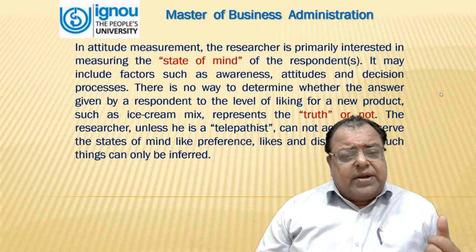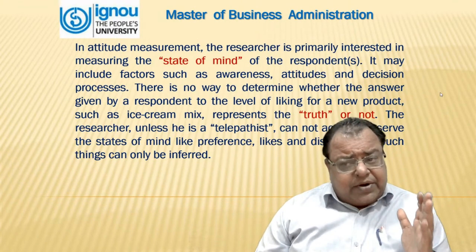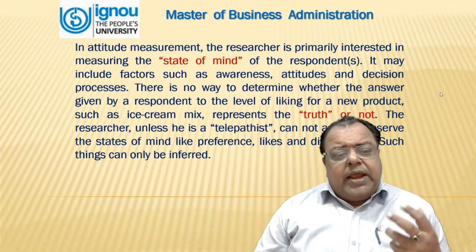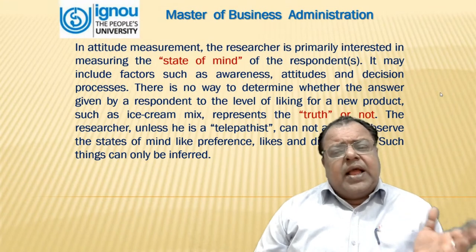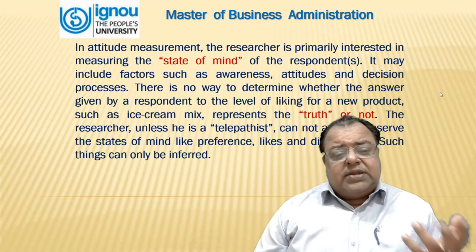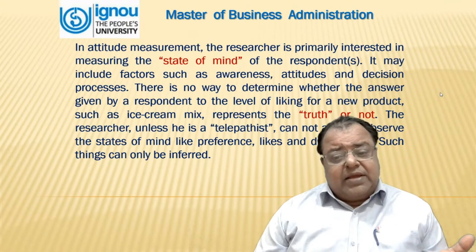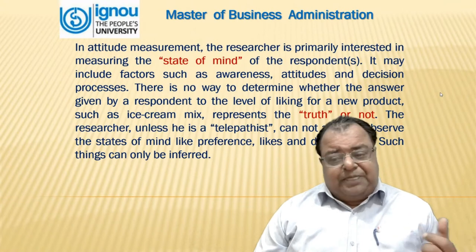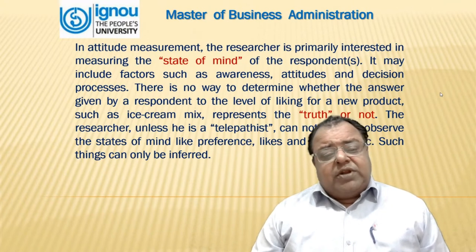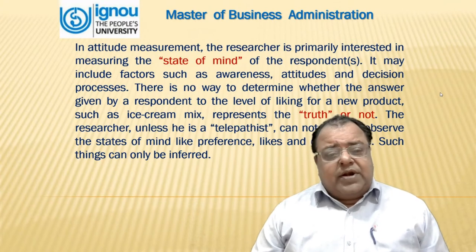In attitude measurement, the researcher is primarily interested in measuring the state of mind of the respondent. It may include factors such as awareness, attitude, and decision processes. There is no way to determine whether the answer given by the respondent to the level of liking for a new product, such as an ice cream mix, represents the truth or not. The researcher, unless he is a telepathist, cannot actually observe the state of mind like preference, likes and dislikes, etc. Such things can only be inferred.